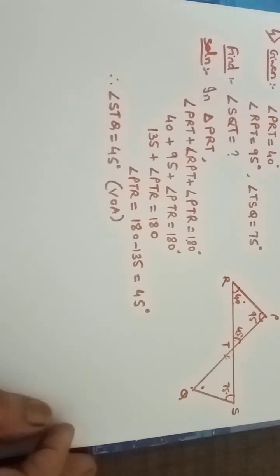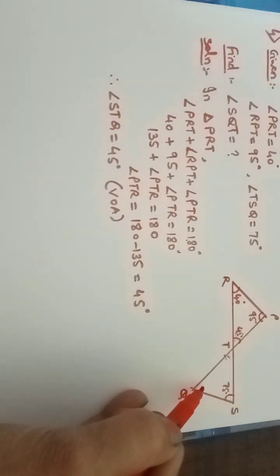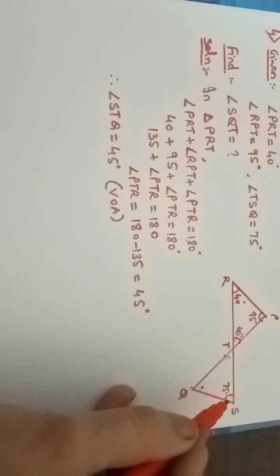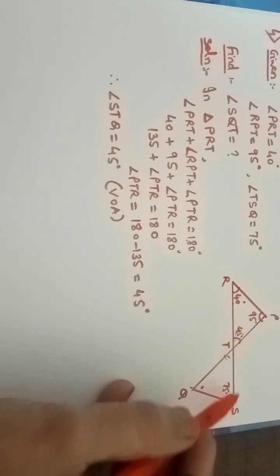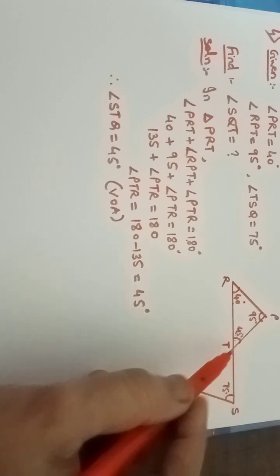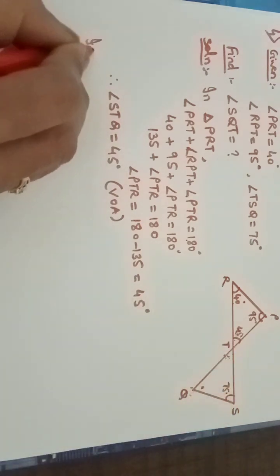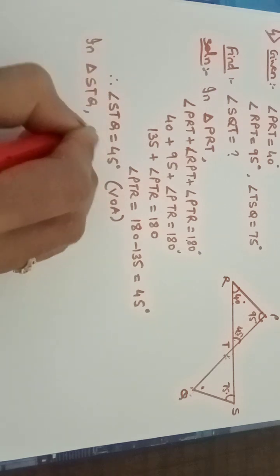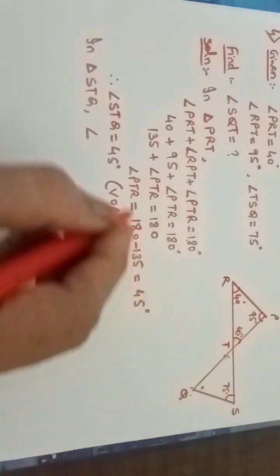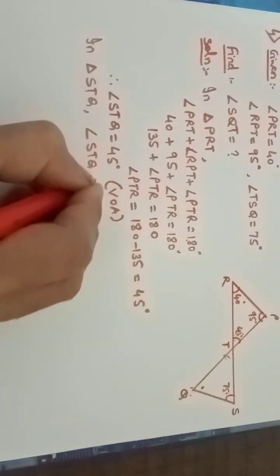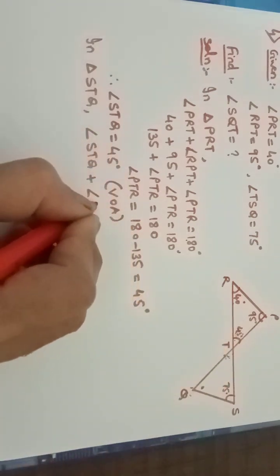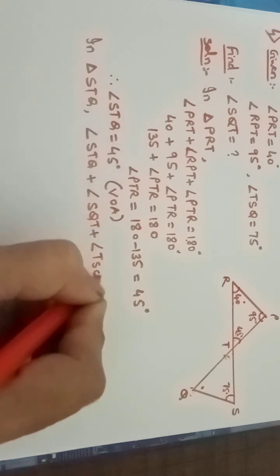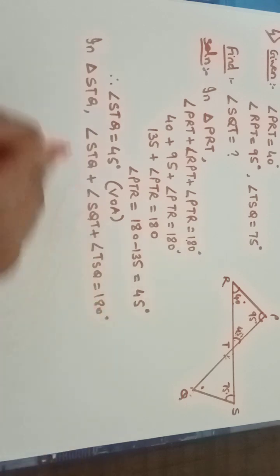Now we have to find the next part. This is our main part. So for this, now in this triangle we have the measurements of this angle and this angle also. So you can easily use the angle sum property for this triangle. So in triangle STQ, you will write the measurements of all the three angles. STQ plus angle SQT plus angle TSQ is equal to 180 degrees.